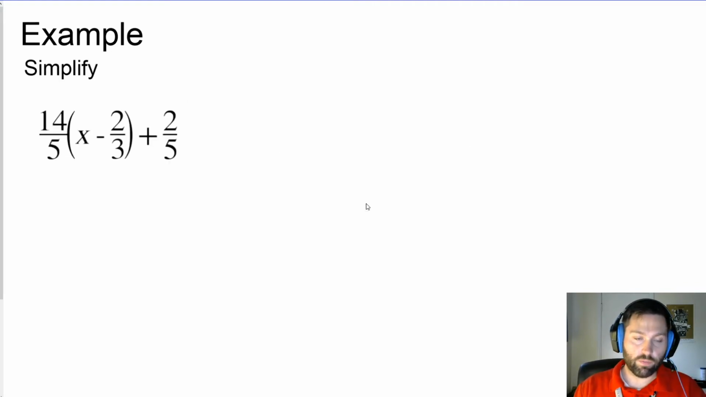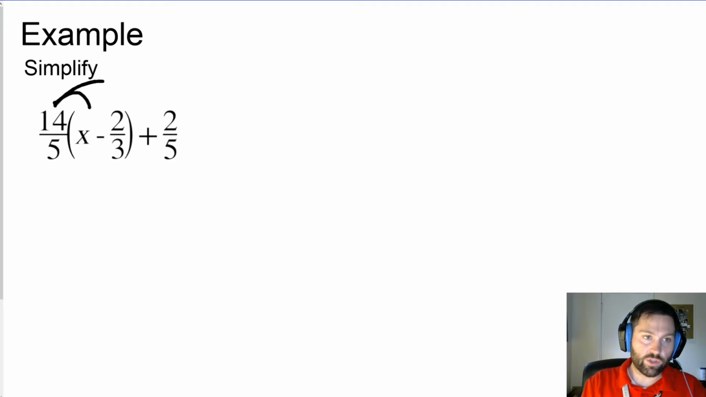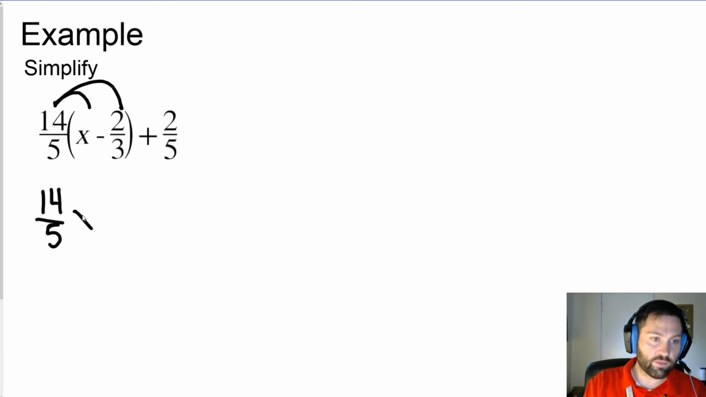So it is also important to be able to know how to work with fractions when you're simplifying. So in this case, what we are going to do is distribute this fraction to this parentheses as normal and combine any like terms that result. So if I do that, I'm going to get 14 over 5, and that's going to be multiplied by x. So in order to just represent that, I'm just going to write it as 14 over 5, and then x.